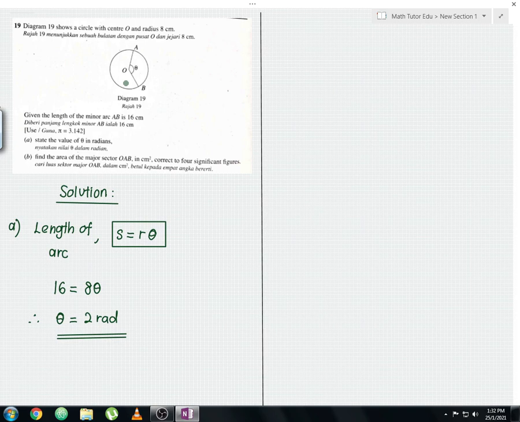So to get the angle of the major sector, what you need to do is take 2 pi, which indicates the total interior angle of a circle in radian, and then you minus 2 radian. In this case, 2 pi minus theta. That's how you're going to get the angle of the major sector OAB. I hope you understand the concept behind this. The first step is to find the angle of the major sector. Let me write down in the working here.